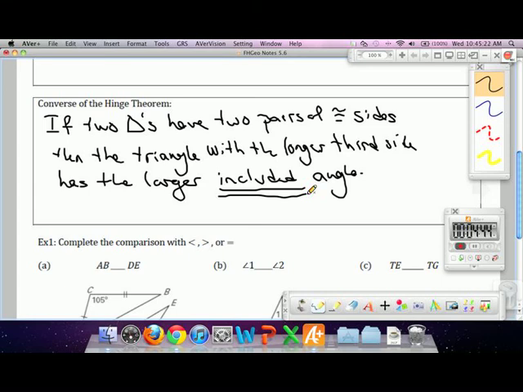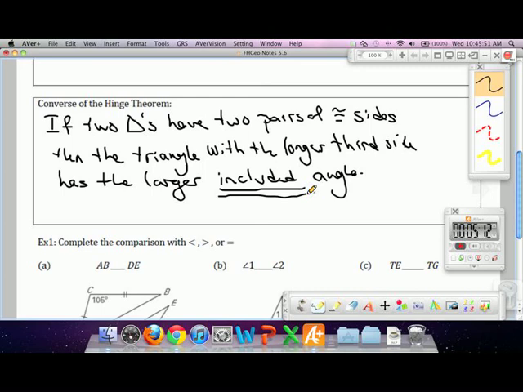Again, as yesterday, notice this does not tell us anything about how to calculate the measures. It doesn't tell us that if you have two pairs of congruent sides and one angle is twice as big as the other, then the other side is twice as long. It says nothing about that. It doesn't say anything about how to calculate the size. All it does is compare them. And all we can claim is that one's bigger than the other, or one's smaller.